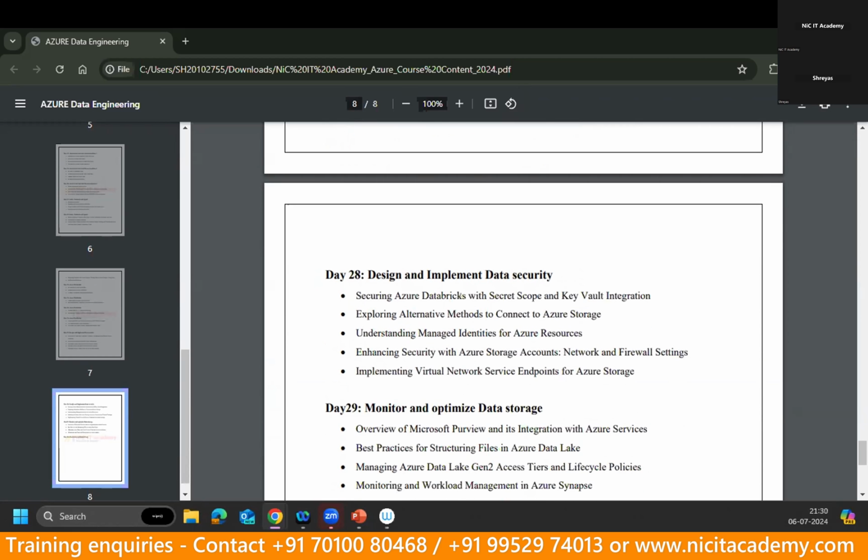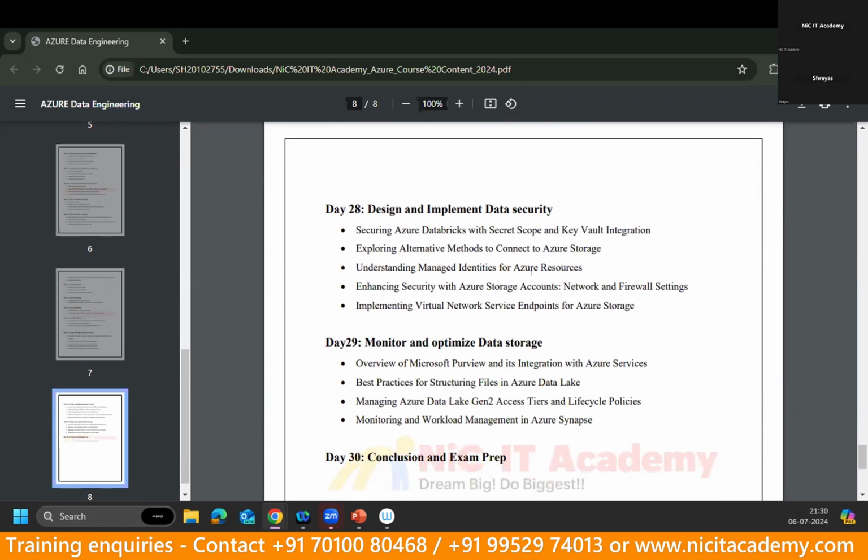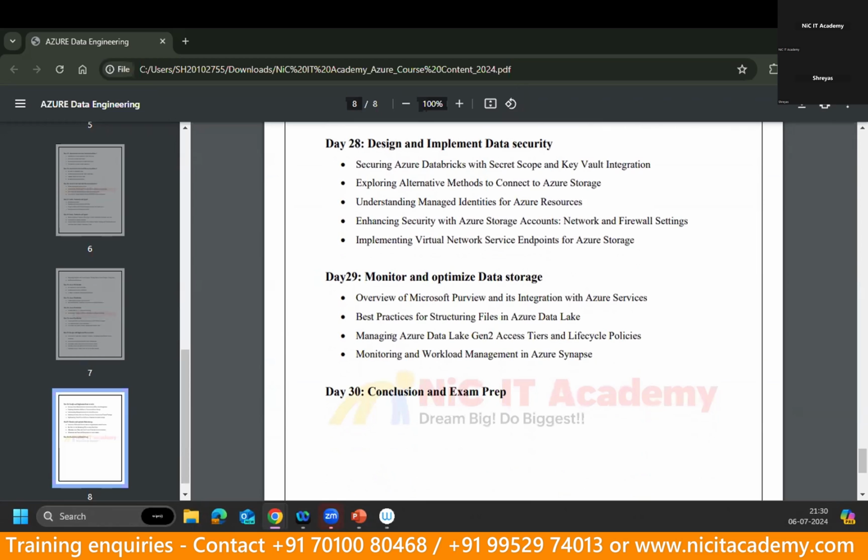And we'll implement data security, and finally we'll end this training with monitoring and optimizing data storage. All right, this is where we'll talk about Microsoft Purview, which is again a new technology, a new tool that Microsoft has launched. And how does Purview integrate with Azure services? What is Purview? What does it do?